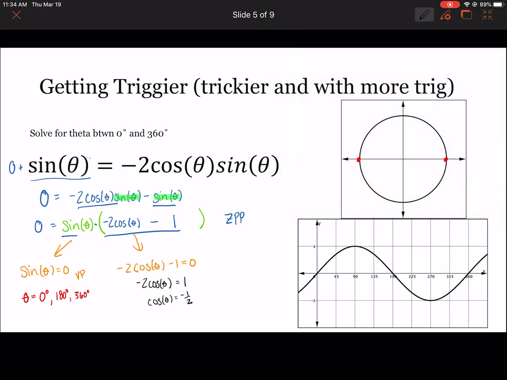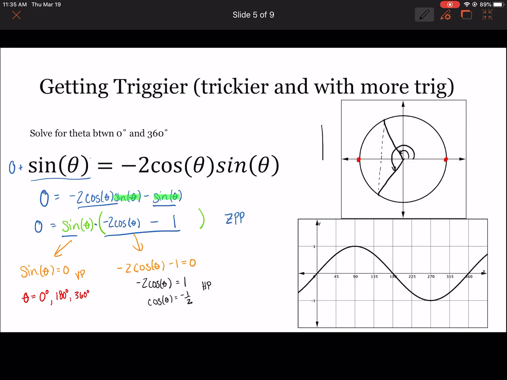We know that cosine of theta is talking about horizontal position. So in this case, horizontal position being -1/2 would be referring to this line right here, horizontally. That line right there, horizontally. So in order to find those, I'm referring to this angle and that angle that are right here. This one and that one.